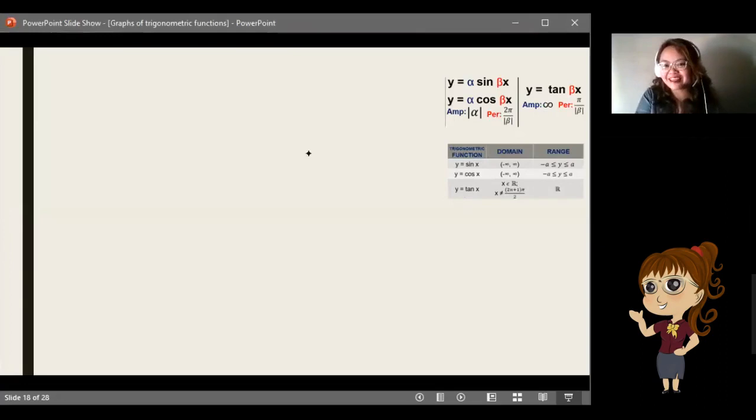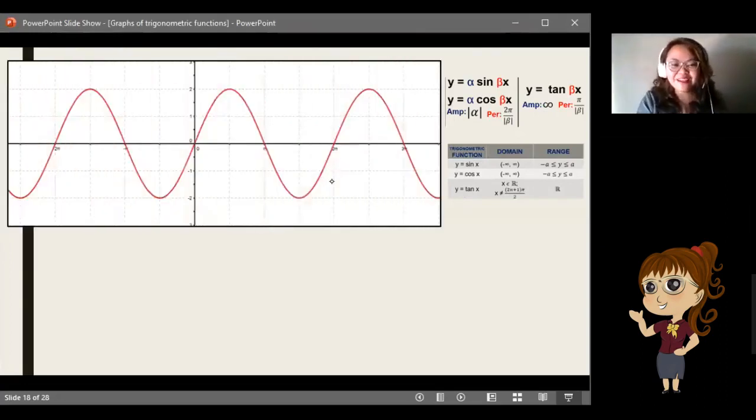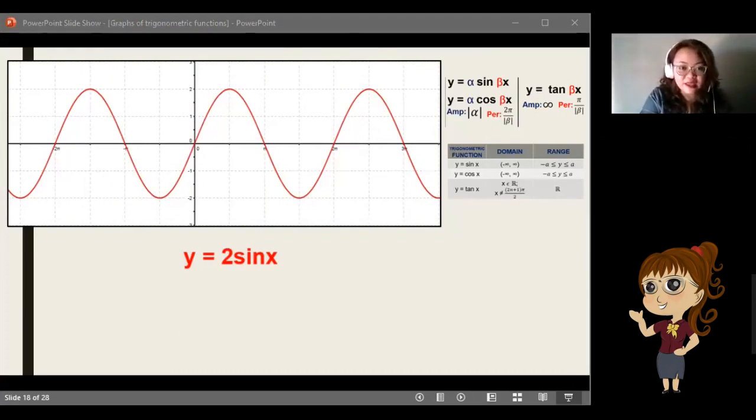We now proceed with the next item. So, this time, this is the graph of our function, and this is the equation. Y equals 2 sine x. There was a question a while ago that I was not able to answer, so I hope that I could answer it here this time. Okay? So let's begin with identifying the amplitude. We usually begin with the amplitude and period kasi we are able to use those values in identifying the domain and range. That's why I also do it this way, okay?